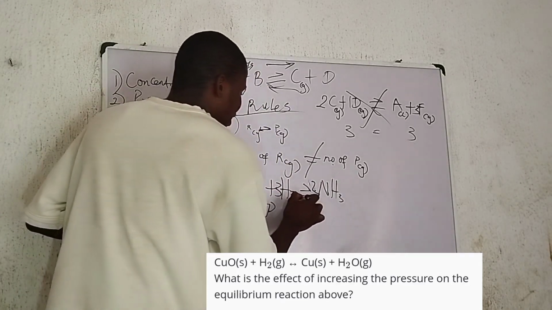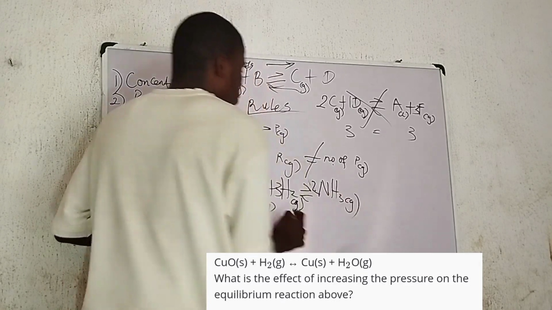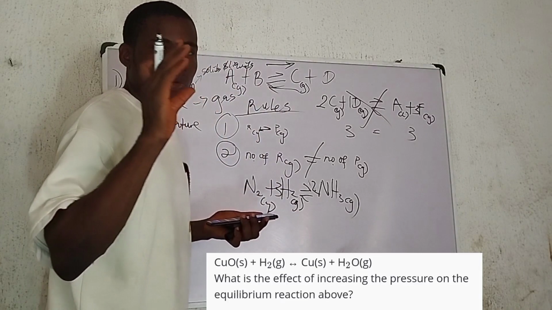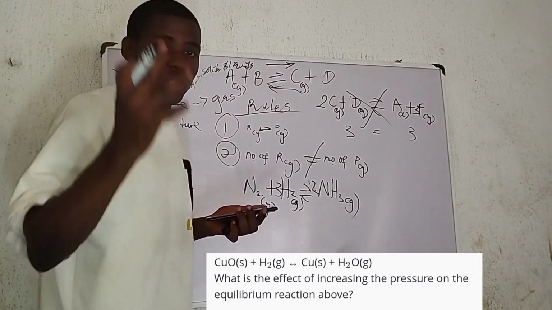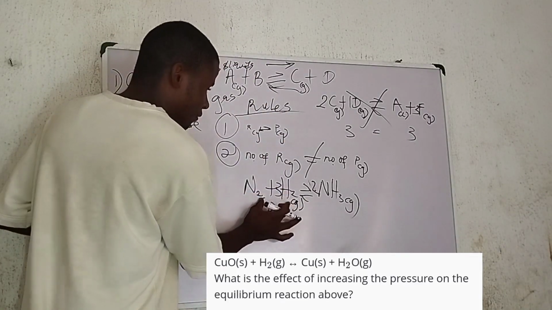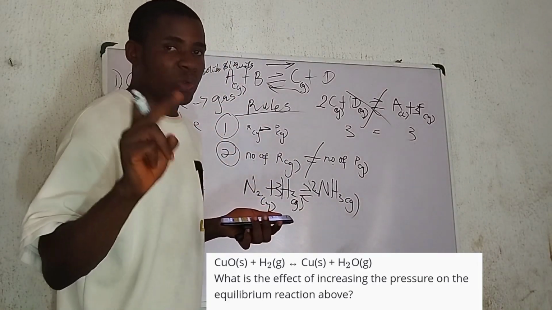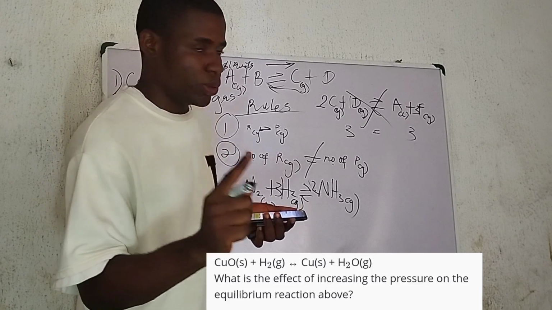Now, all of them, they are gases. Will pressure affect? Let's check. First of all, we check for the first rule. We must have gaseous reactant and gaseous product. Now, I have gas here. Correct. Now, number 2, the number of moles of the gaseous reactant must not be equal to the number of moles of the gaseous product, right? Very good.